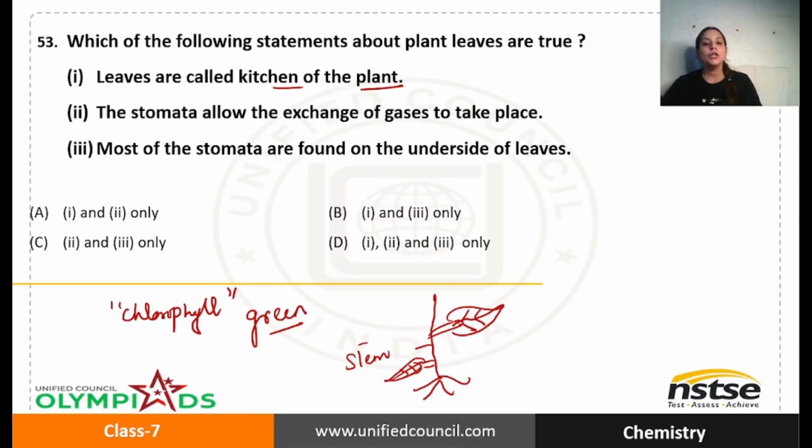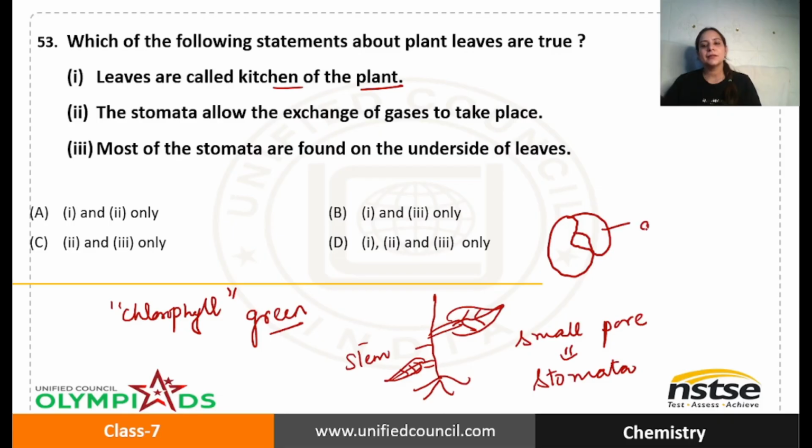Okay, and also let me tell you that leaves have got small pore-like structures, and we call them stomata. This is how the stomata looks like. See, it is surrounded by kidney-shaped cells called guard cells, and it encloses a pore. Whenever the guard cells get filled up with water, they get stretched and the pore opens. But when the water in the guard cells falls to a certain level, they shrink and the pore closes.